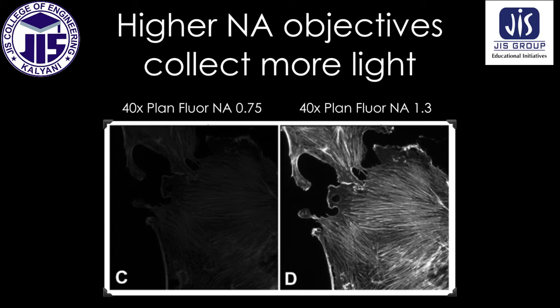So think about the effect that will have on your experiment. If you choose the lens that has the lower numerical aperture, you'll have to compensate for that decrease in brightness in some way.